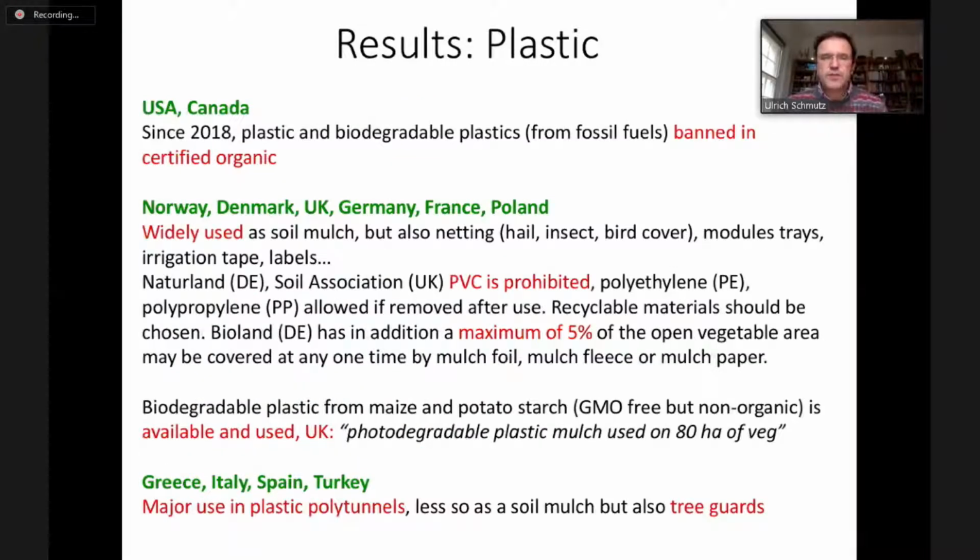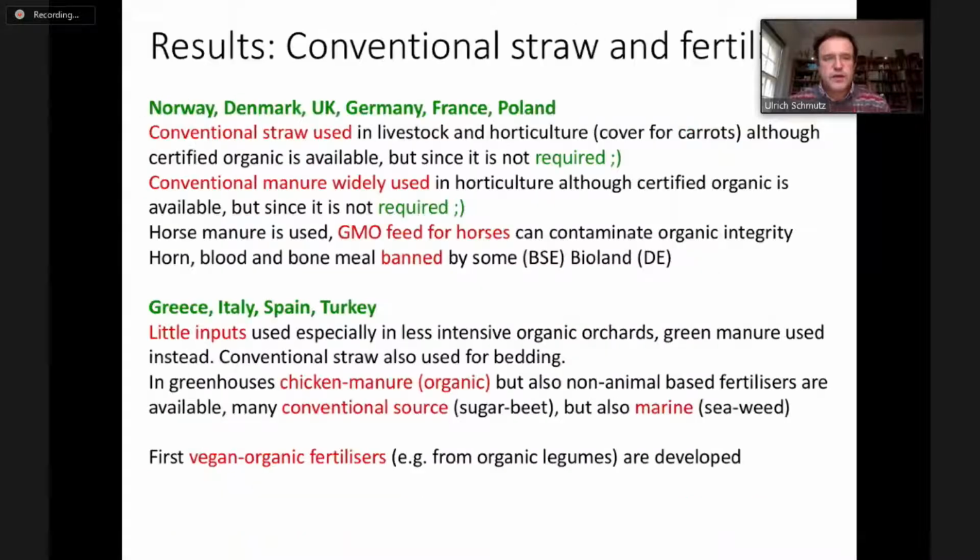And plastic, we have also seen it's quite widely used in many areas, but I don't want to go into that detail now because it gets a bit away from it. I just wanted to say that we are quite aware of it, and it's quite an important thing to work on. Then there is also conventional straw and fertilizer.